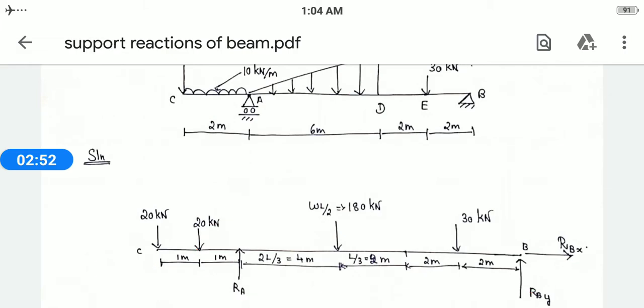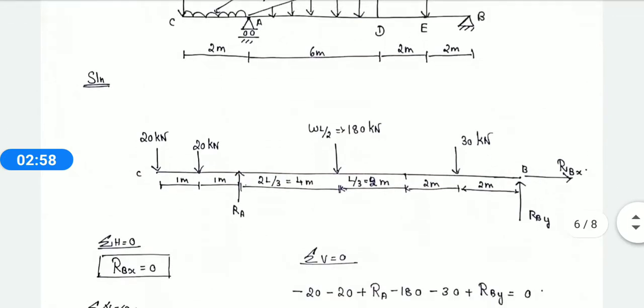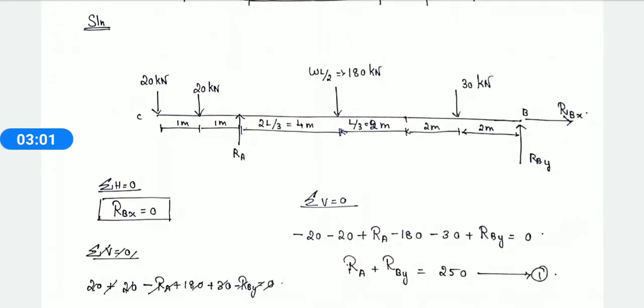Now we have to move to the sum to find out the reactions. What are the conditions to find out the reactions? Horizontal forces is equal to 0, vertical forces is equal to 0, and in some cases we have to adopt moment is equal to 0. See, in this question, how many horizontal forces are there? Only one horizontal force is there. So that is what I had taken, Rbx, which is equal to 0.